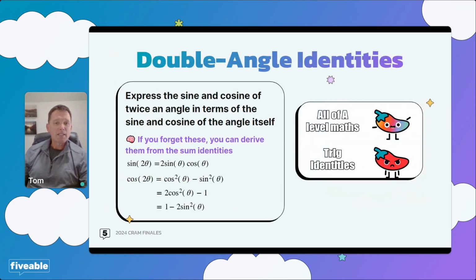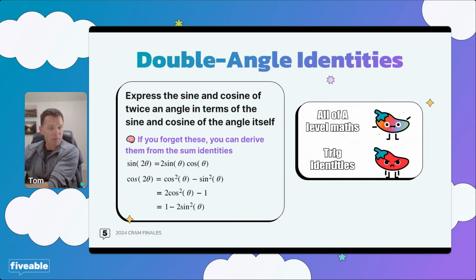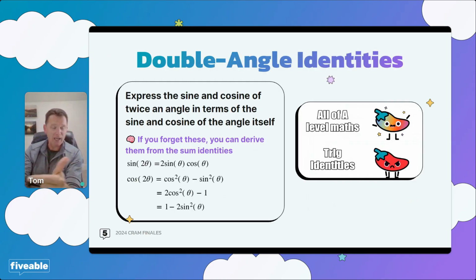Now, the double angle identities, to a lot of students, feel like it's something brand new. But really, sine 2 theta is nothing more than sine of theta plus theta. So if you apply the sum identity for theta plus theta, it will automatically lead to this identity. And I will tell you that sine 2 theta identity is very, very common in the trigonometry world.